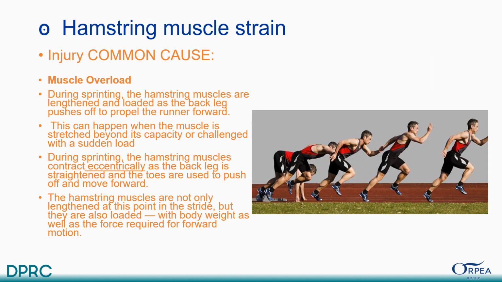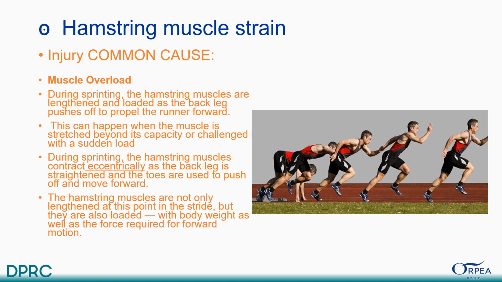The main cause of hamstring muscle strain includes muscle overload. As you can see in the picture, during sprinting, the hamstring muscles are lengthened and loaded as the back leg pushes off to propel the runner forward. This can happen when the muscle is stretched beyond its capacity or challenged with a sudden load.